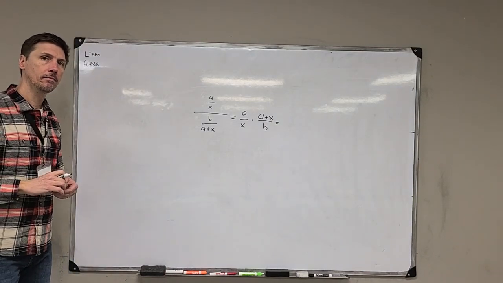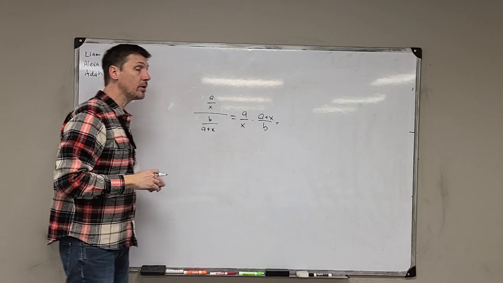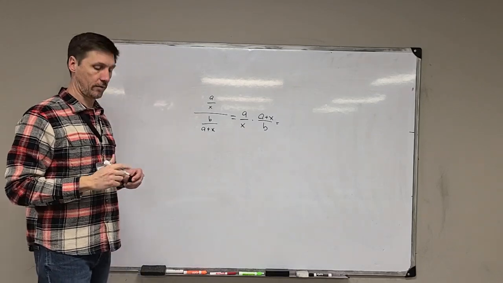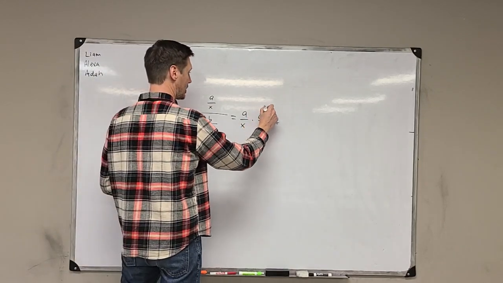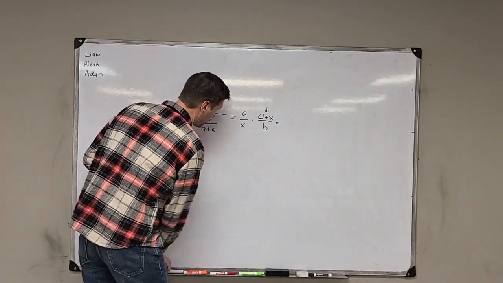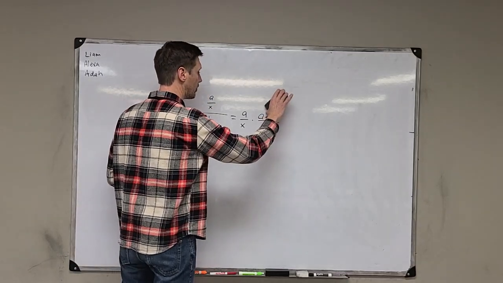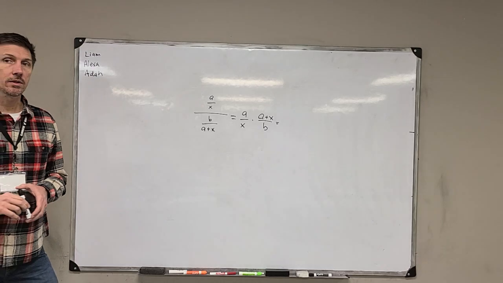Yep. Will the two X's cancel out? They would not. Why would they not? What prevents us from being able to do that? Oh, because it's added to A. Because of this addition sign here, right? If there was no addition sign, yes, we can cancel out the two X's. But everything's got to be multiplied together if we're going to be able to cancel out. Okay? Did I hear something else?